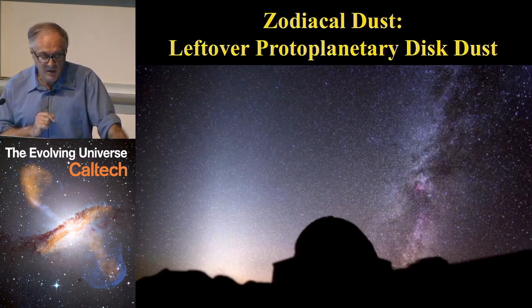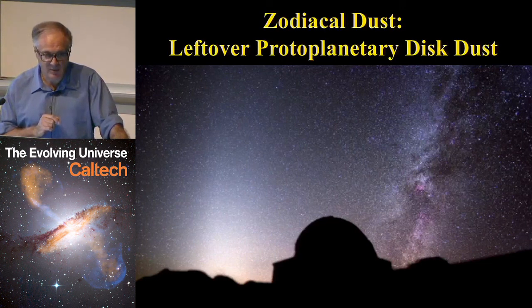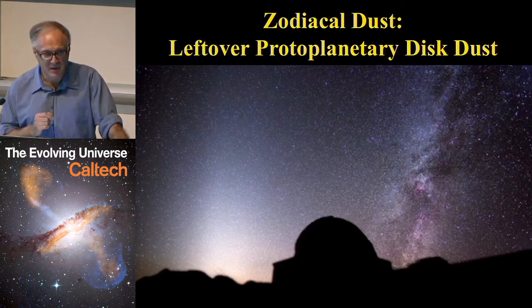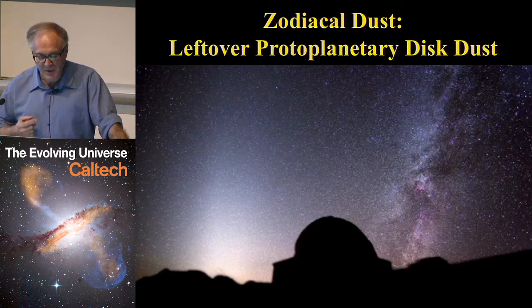Now, we've seen zodiacal light around other stars because they too have formed planets, and that actually turns out to be a noisy foreground signal if you want to look for planets around those stars. So we see direct fossil evidence for the formation of the solar system even today.